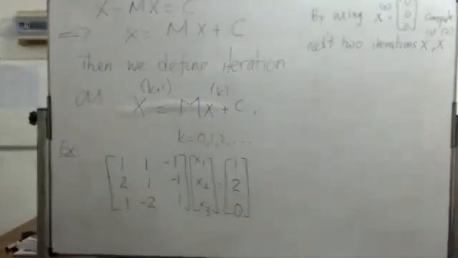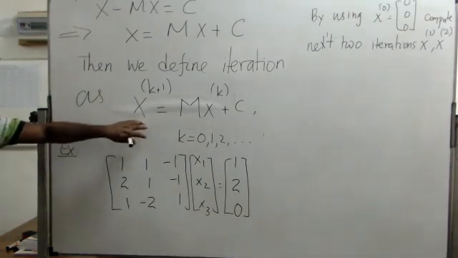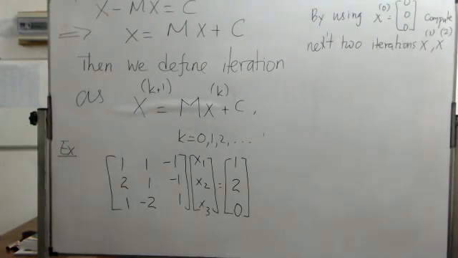by using the initial value x naught, which is 0, 0, 0, all zeros as the initial value, you are asked to compute the next two iterations, x1 and x2. So you have to compute this. Here is the iterative formula. You have to apply the iterative formula and compute the values.